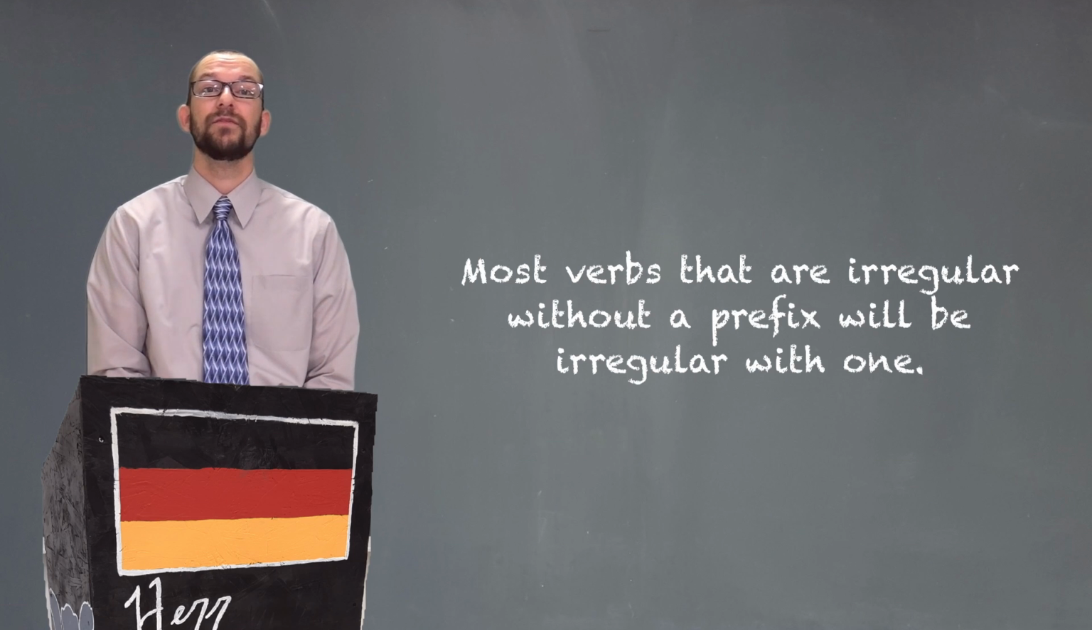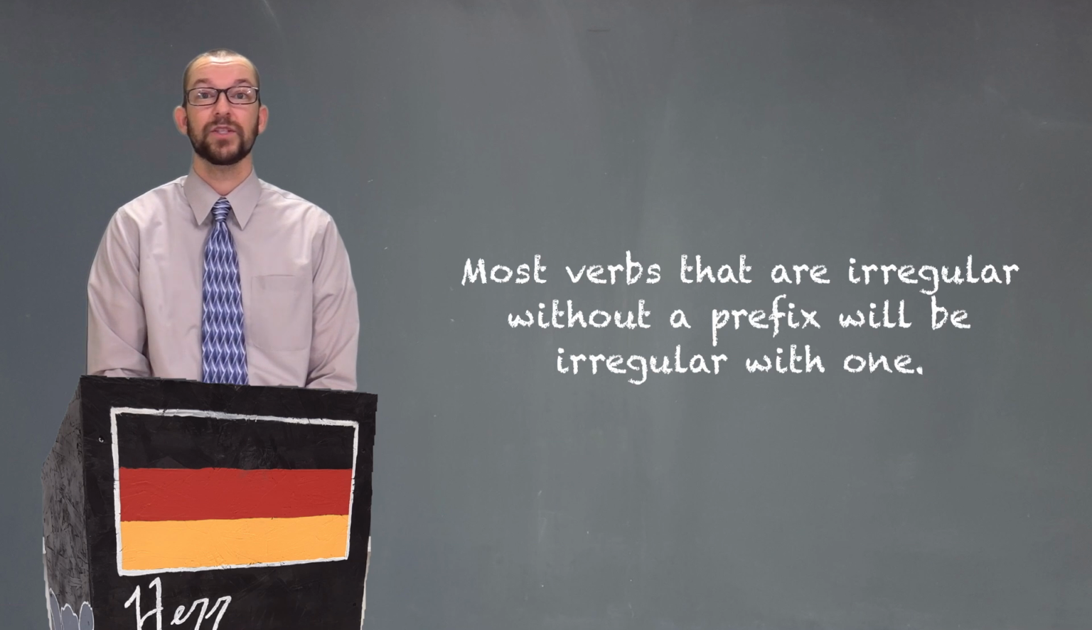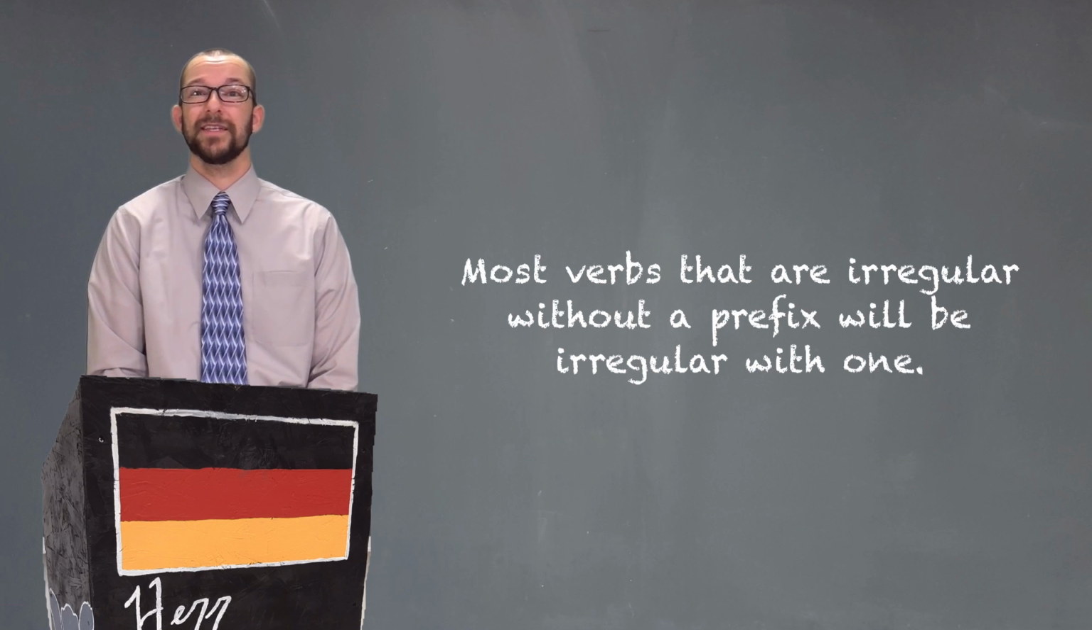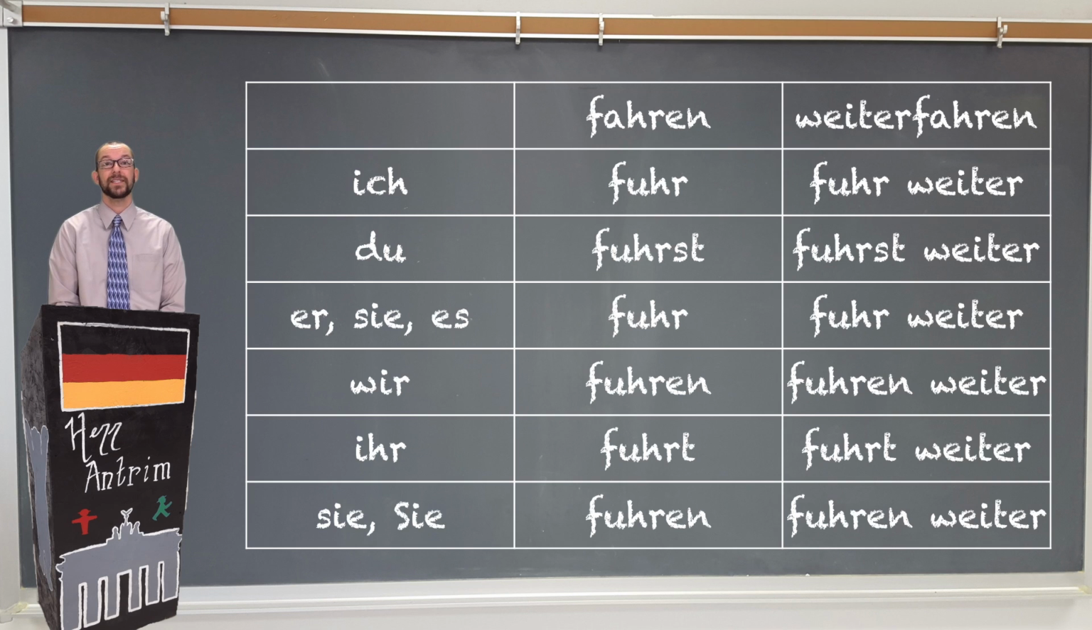It's important to note that if a verb is irregular and you add a separable or inseparable prefix to it, the conjugation should still be the same. This helps reduce the number of verbs you have to memorize because you can just memorize the base form. For example, fahren, to drive. Ich fuhr, du fuhrst, er/sie/es fuhr, wir fuhren, ihr fuhrt, sie fuhren, Sie fuhren.